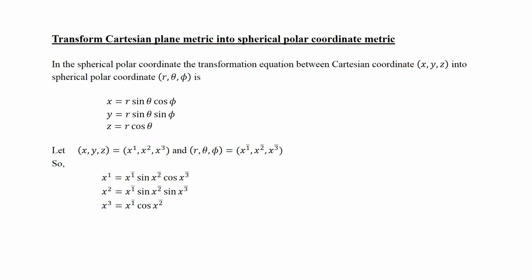Now we transform these coordinates x, y, z into x1, x2, x3 and r, theta, phi into x1 bar, x2 bar, x3 bar. So x1 is equal to x1 bar sine x2 bar cos x3 bar, x2 is equal to x1 bar sine x2 bar sine x3 bar, and x3 is equal to x1 bar cos x2 bar.